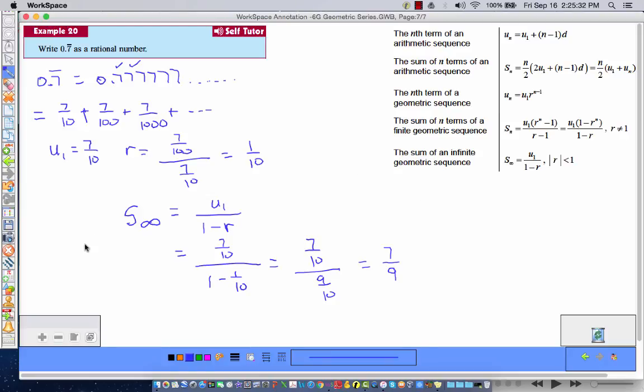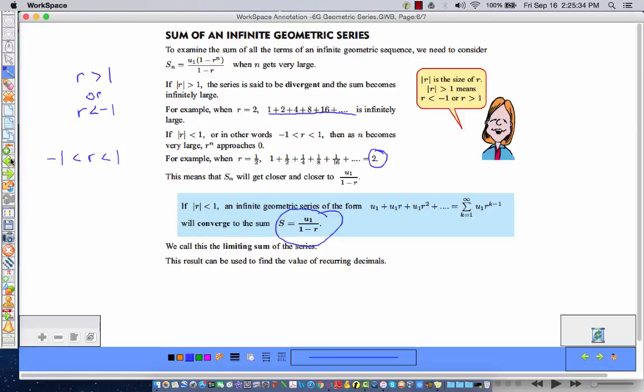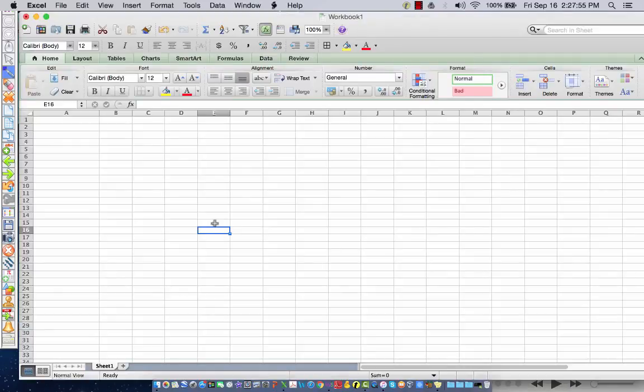Now, I said it's kind of a weird concept, but I'm going to go back to this little geometric series where the common ratio is 1/2. I want to show you on a spreadsheet how that will get closer and closer. We say that it converges to 2. So let's have a look. I'm going to get those terms first, so I'm going to make this 1.